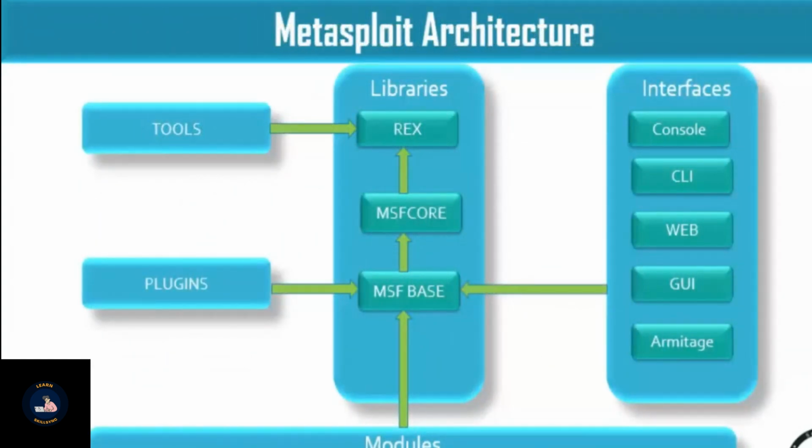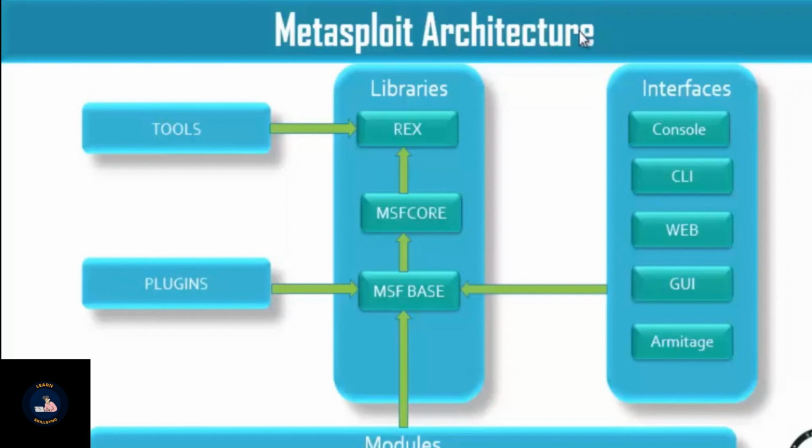Coming to Metasploit architecture, the following figure represents the Metasploit architecture. Metasploit framework is organized with different sections which contain different types of modules, plugins, libraries, interfaces, and tools. Now let's discuss the module section. Metasploit contains different modules like exploits, payloads, encoders, post-exploitation modules, and auxiliary modules. Once again, a recap on the exploit: a code which works on the target.